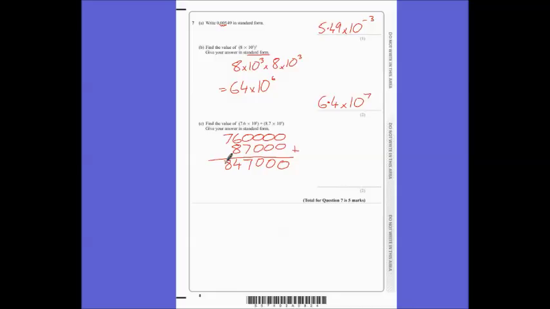So we've got 847,000. Now to put that back into standard form, it needs to be a number between 1 and 10, so 8.47 times 10 to the power of 5.